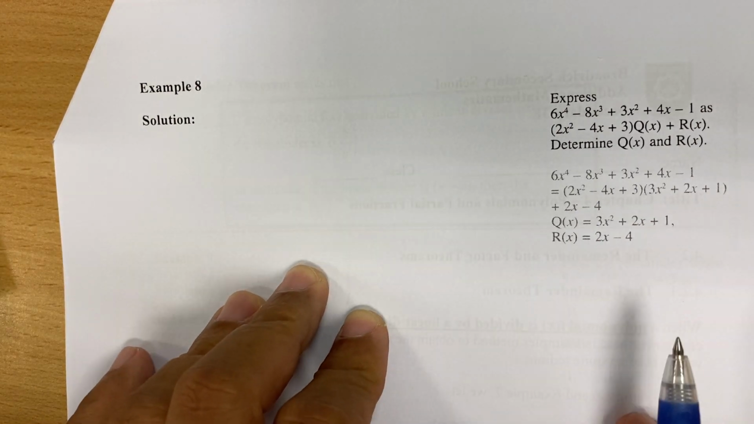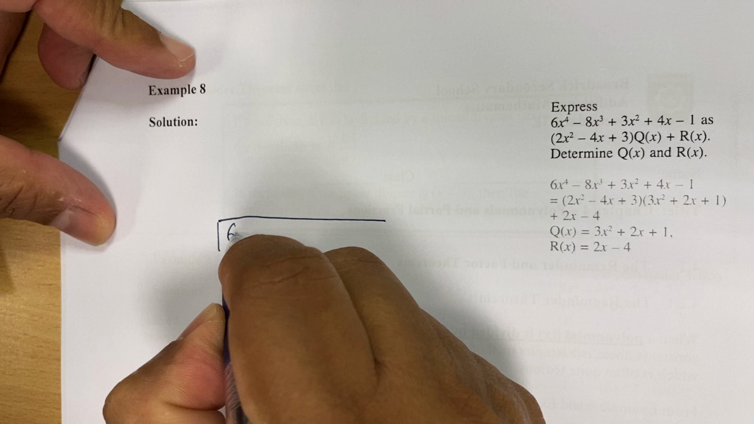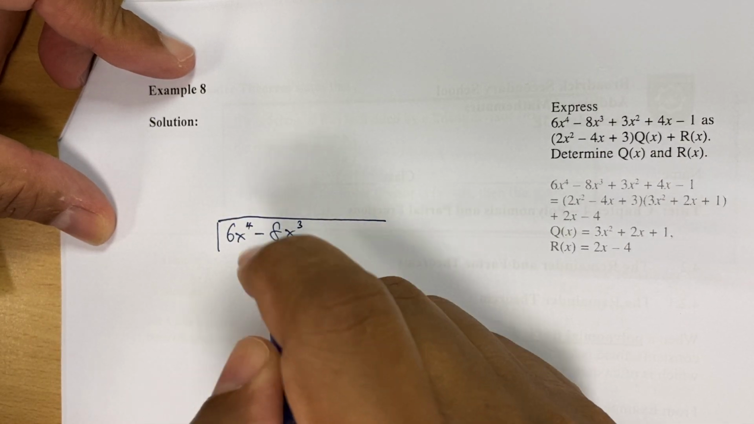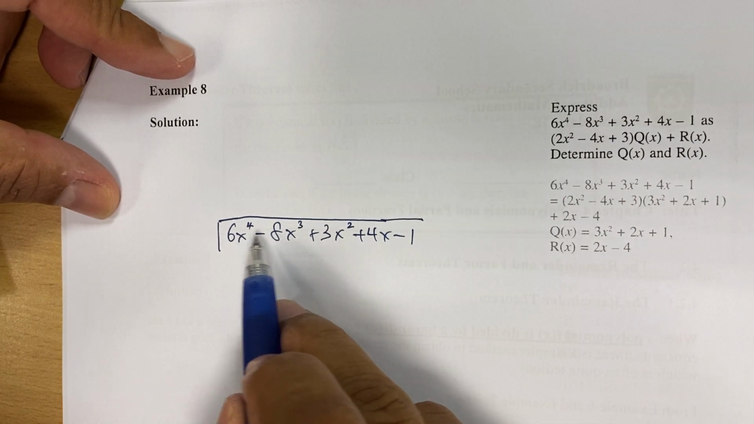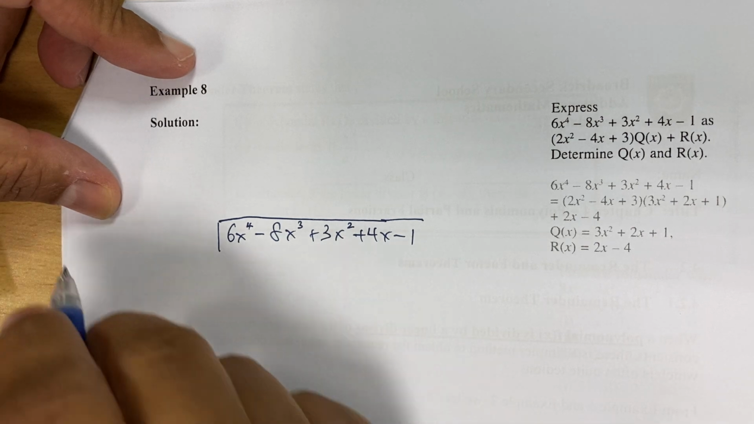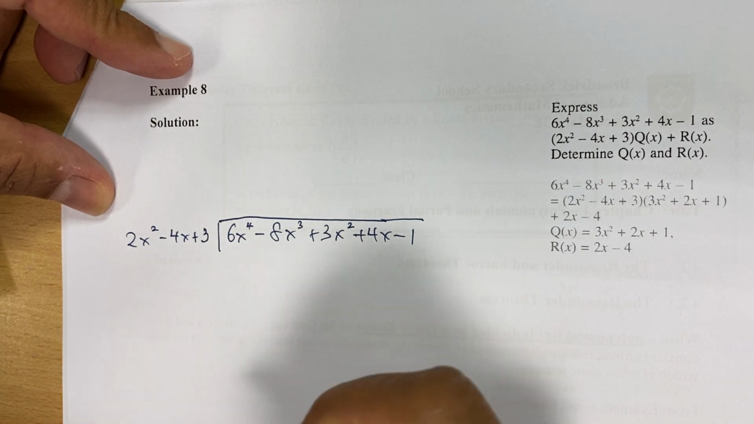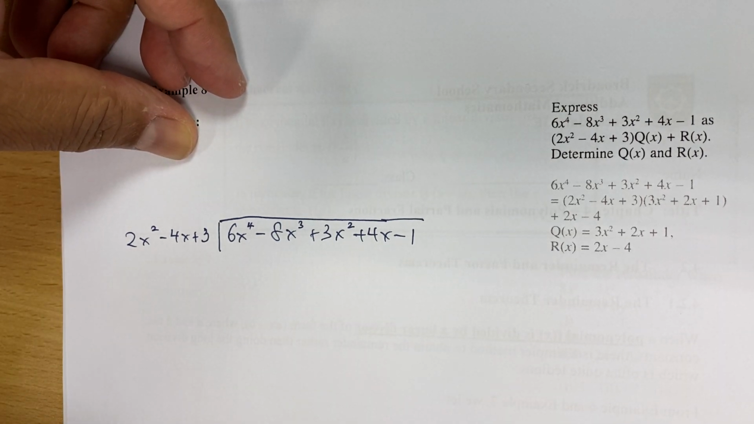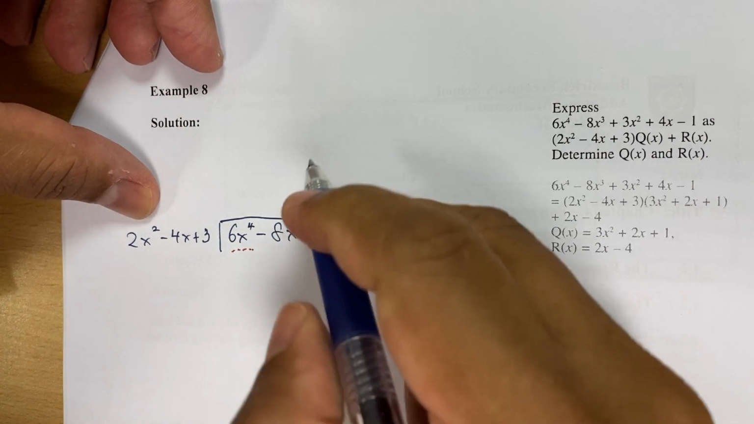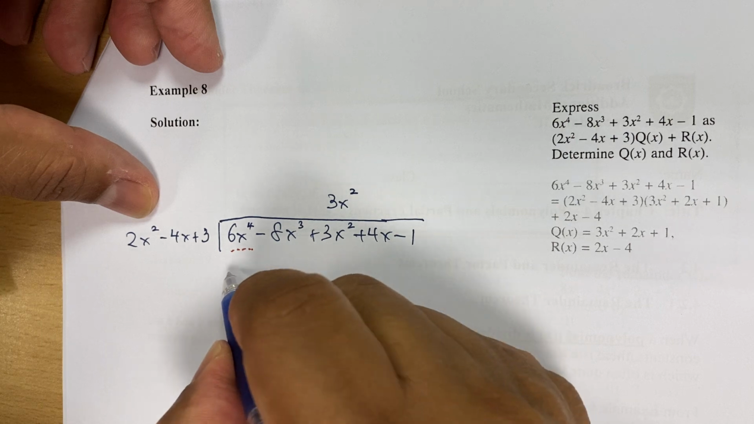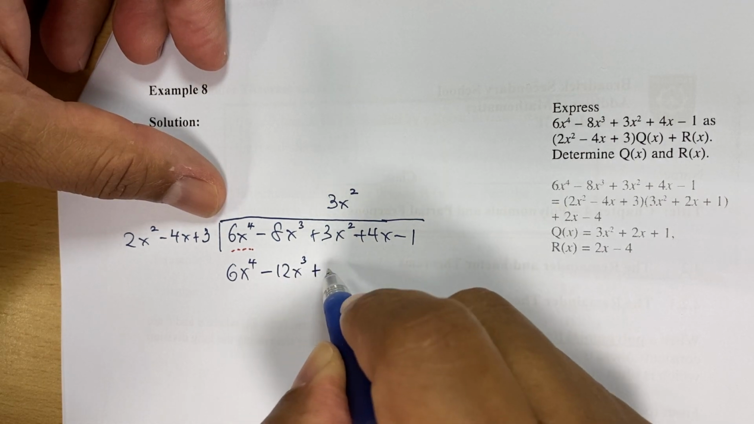Now, how are we going to find Q(x) and R(x)? We have to determine Q(x) and R(x), right? We know that the dividend is 6x^4 minus 8x^3 plus 3x^2 plus 4x minus 1, and we check that the powers are in descending order. The divisor is 2x^2 minus 4x plus 3. In a similar fashion to what we did just now, we look at the highest power first. This is 6x^4, and we multiply by 3x^2. This gives us 6x^4, minus 12x^3, and 9x^2.